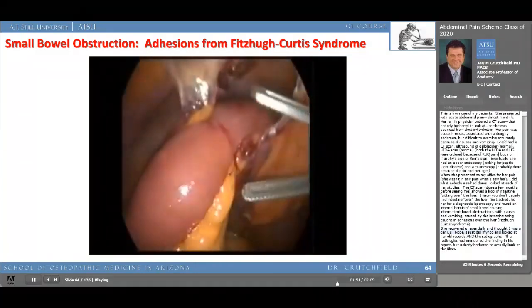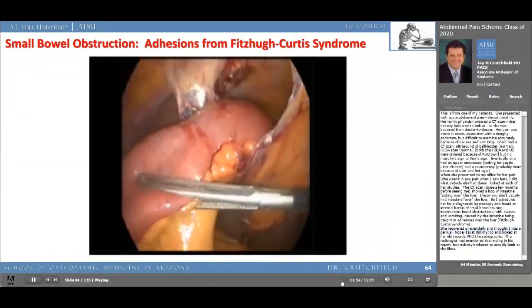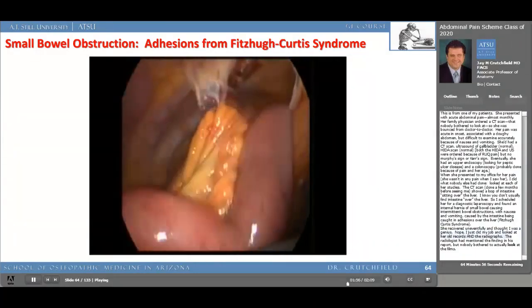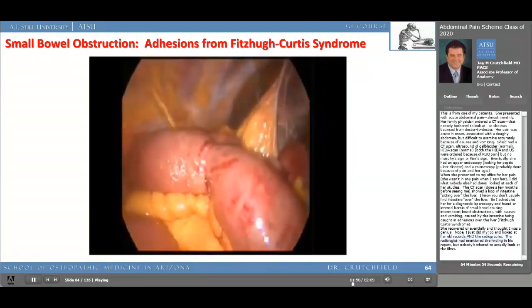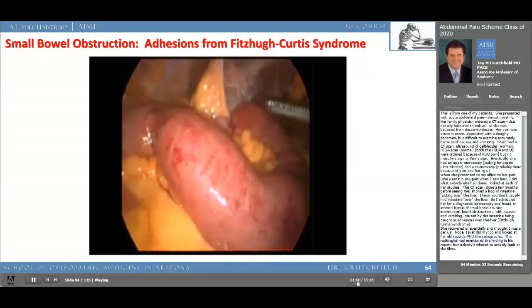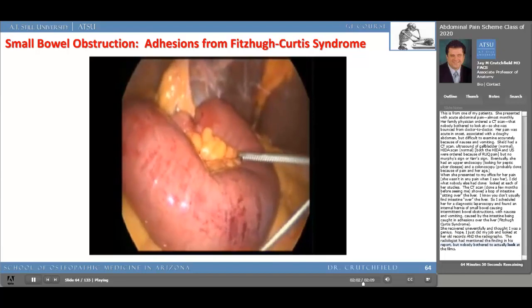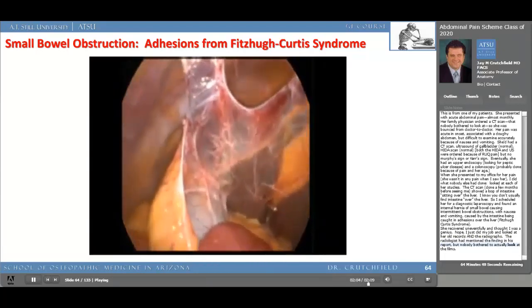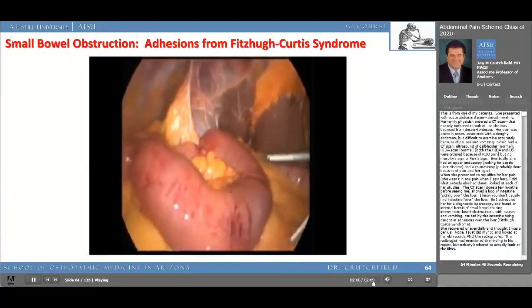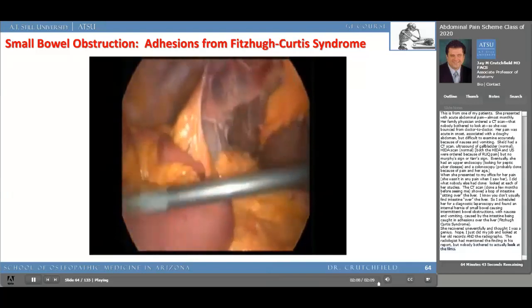In this image, it's those air fluid levels along with the distended small bowel. And again, how do I know it's small bowel? Well, we can look and see the valvulae conniventes, which are also known as plica circularis. And that's how I know that it's distended small bowel and not distended large bowel.